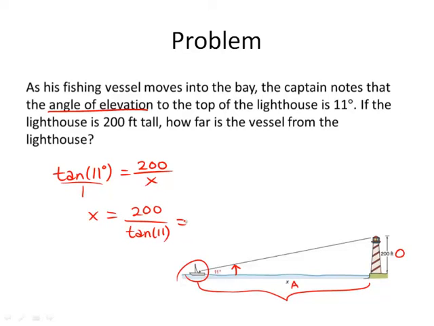And you can compute that in your calculator, giving you 1,028.9 feet. So that tells us that the sailor is 1,029 feet away from the bay.